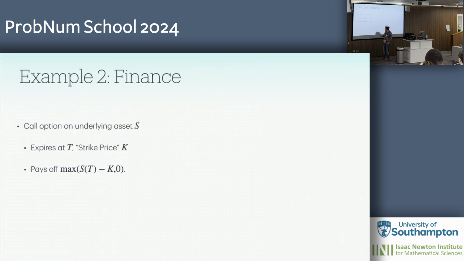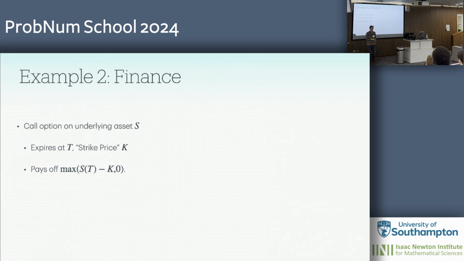So the attributes of this call option are an expiry. So that says when I'm going to check what the value of the stock is to decide how much I need to pay my counterparty, and a strike price, K. And the strike price is involved in the payoff. So this contract pays off the maximum of S(T) minus K and 0.